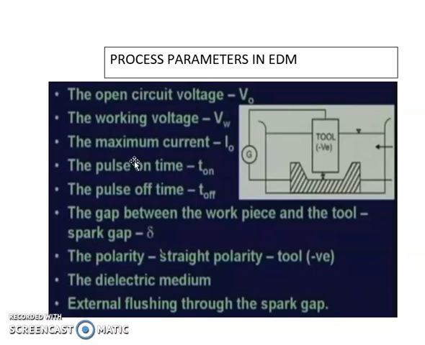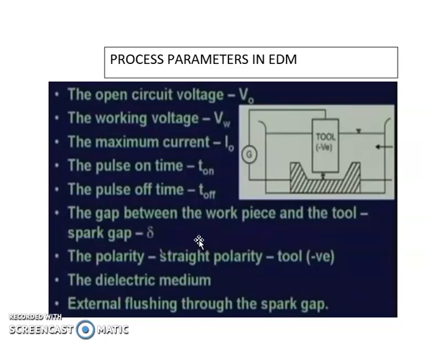What are basically the definition of process parameters? Process parameters are the input parameters. If we change the magnitude of these parameters, the output will change. That means we can vary the open circuit voltage, the on time, and the off time, and with different values of these we will do the experiments, and the number of changes results in the number of experiments.